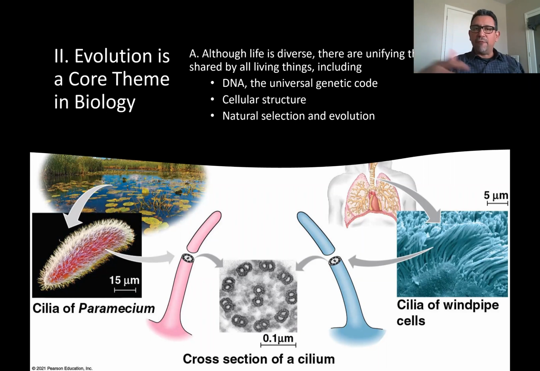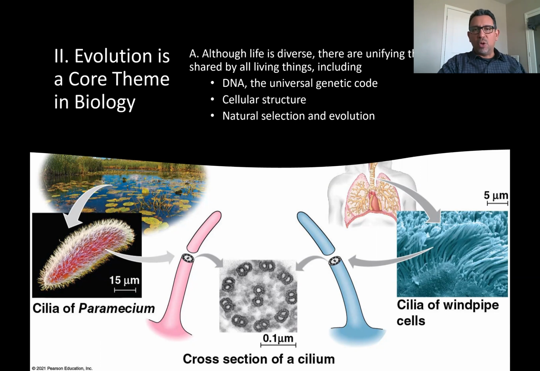Another unifying feature of all living things is that all living things are made of cells. We've learned that there are 2 different kinds of cells: prokaryotic, which lack a nucleus and membrane-bound organelles, and eukaryotic cells, which actually do have a nucleus, and they have many different types of membrane-bound organelles.